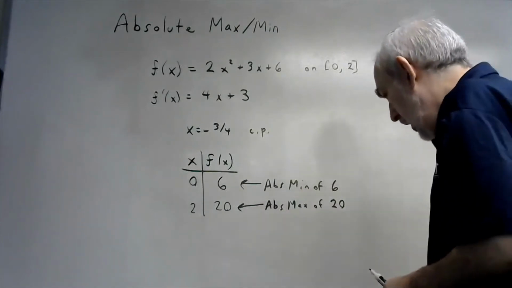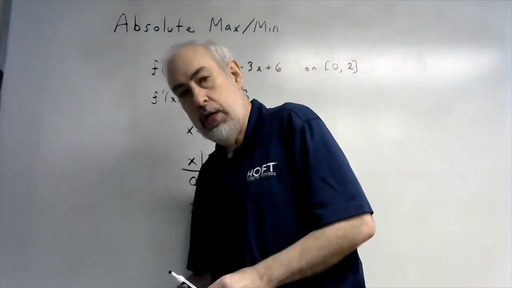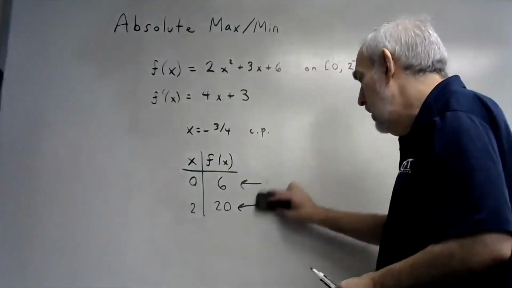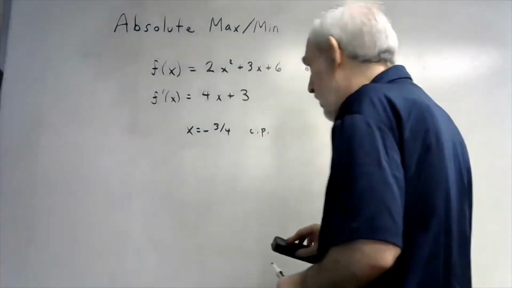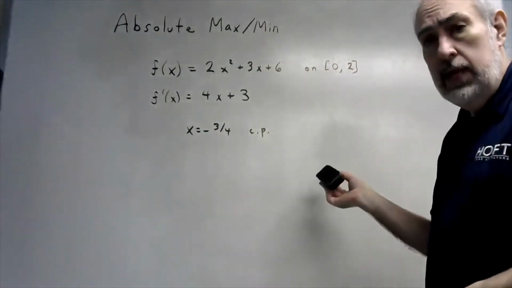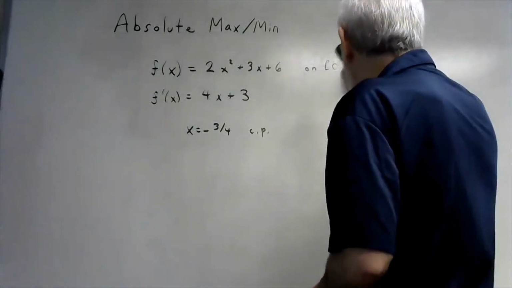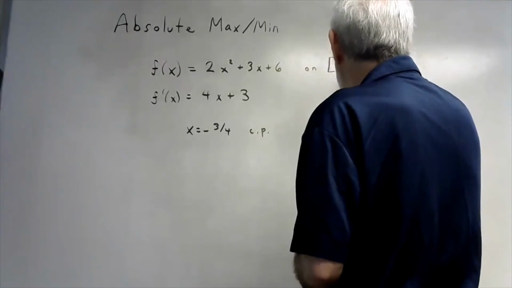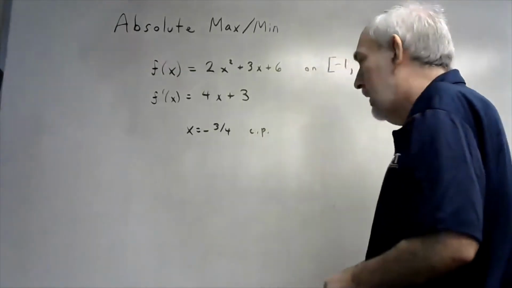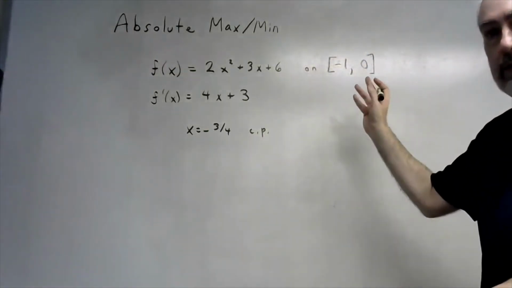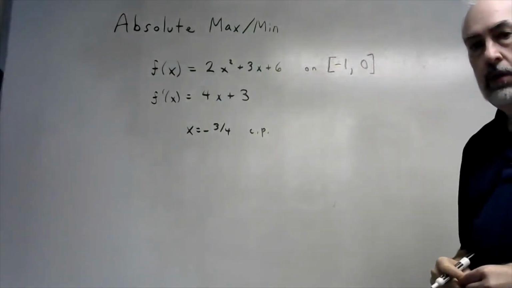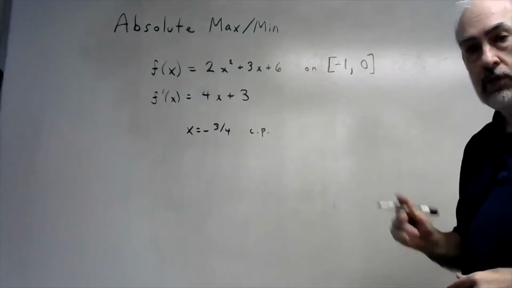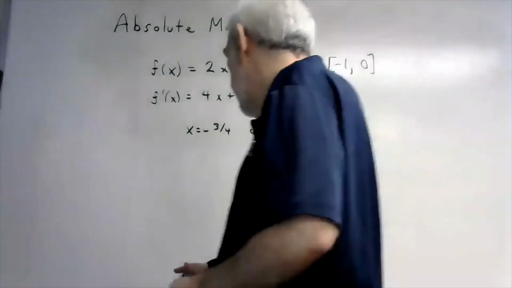Okay. Let's change this problem a little bit so that it is a little bit more interesting. We already know this function has a critical point at -3/4, but my interval didn't include -3/4. So let's change the interval so that it now includes -3/4. So now let's try to find the absolute maximum or minimum on the interval -1 to 0. So first step, find the critical points. Critical point is at -3/4. That's now in between -1 and 0.